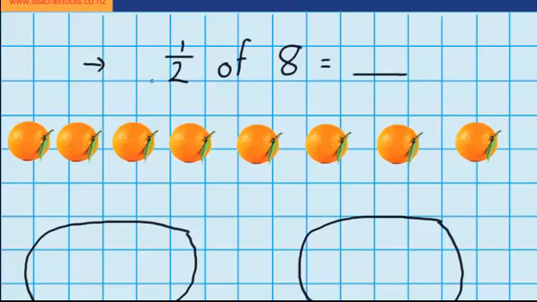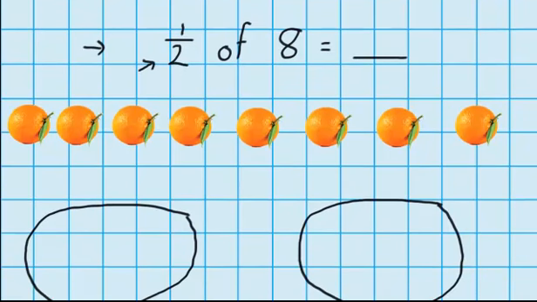So this part of the fraction, called the denominator, tells me I'm going to need to split these oranges into 2 groups. And you can see I've got 2 groups down here. And this top bit tells me I'm interested in how many oranges are in one of those groups. So to answer this question, I'm going to have to share the oranges between the groups.